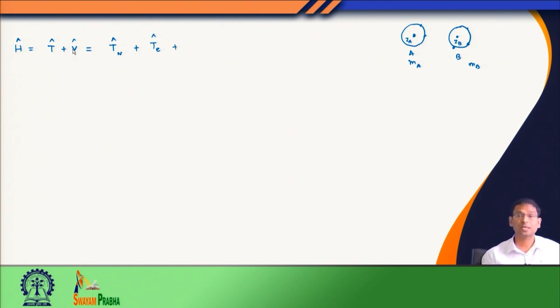What kind of potential energies can I expect here? Of course, V_en, the interaction between electron and nucleus. We have V_ee, the interaction between one electron and another electron, and the next term, which was not present before, is the interaction between the two nuclei. Now, let us define that we have capital N number of nuclei, and small n number of electrons.